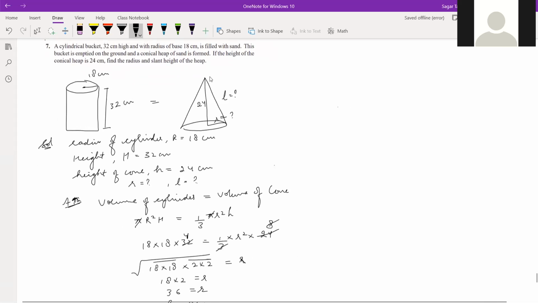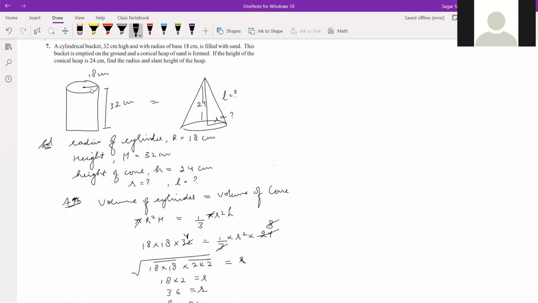Let me explain this question again. Question number 7. A cylindrical bucket 32 centimeter high and radius 18 centimeter is converted into a conical heap. Means the bucket filled with sand is just emptied on the ground, and a conical heap is formed, where the radius and height of the cylinder are given, and we have to calculate the radius of a cone, where the height is given.